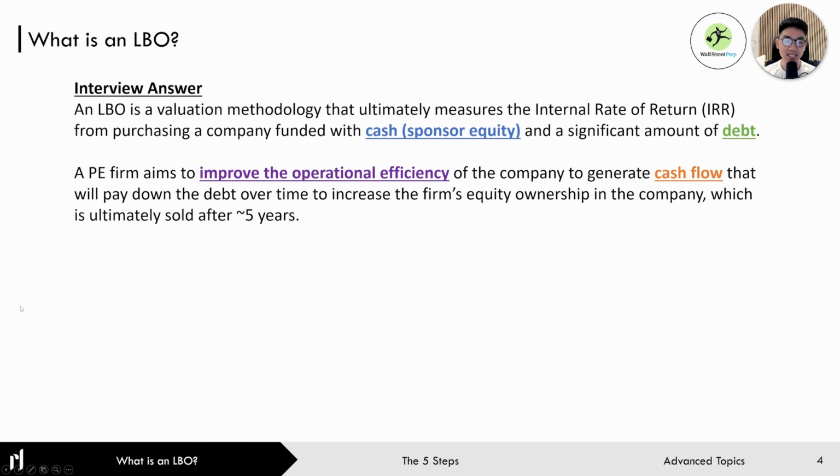So the more fancy interview answer is that an LBO is a valuation methodology that ultimately measures the internal rate of return, or IRR, from purchasing a company, funded with cash, which is also known as sponsor equity, and a significant amount of debt. A PE firm usually aims to improve the operational efficiency of the company to generate cash flow that will ultimately pay down the debt that was taken on over time to increase the firm's equity ownership in the company, which is ultimately sold after 5 years.